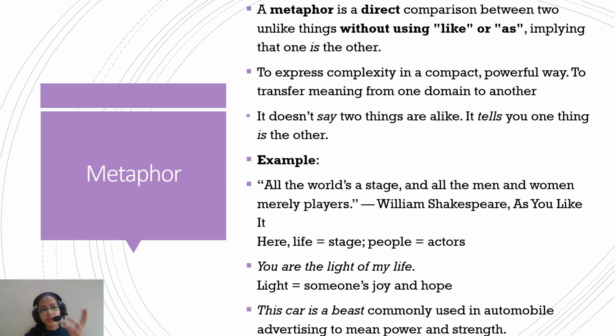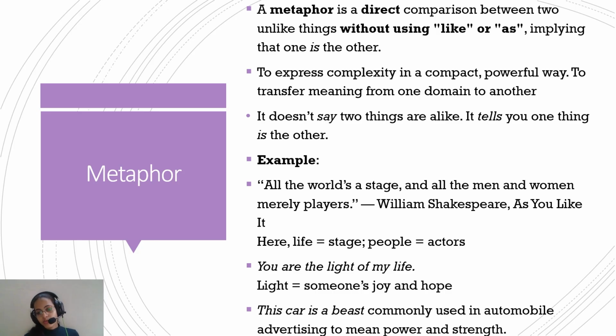Okay. Now metaphor. Metaphor is also used for comparison, but it is used for comparison between two unlike things without using like or as. So implying as if one thing is the other. It is used to express complexity in a compact and powerful manner, to transfer meaning from one domain to another. It doesn't say that two things are alike. It tells you one thing is another. Let's look at the examples to better understand.